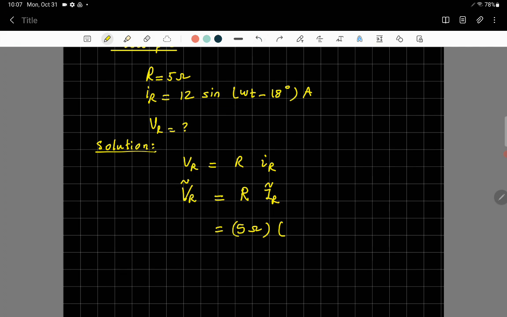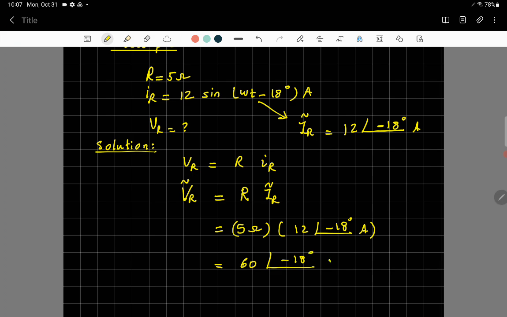So how do we convert it to phasor? Well, this one will be IR. That's the way we write it, phasor. In the textbook, you'll find that IR is written as a bold letter. So IR is equal to 12, that's the magnitude, and the angle shift, when you look at it, we see negative 18. So 12 at angle negative 18 amp. And then when you multiply, 5 times 12 is equal to 60, and the angle is negative 18. It will be the voltage. What is that? That's the phasor.